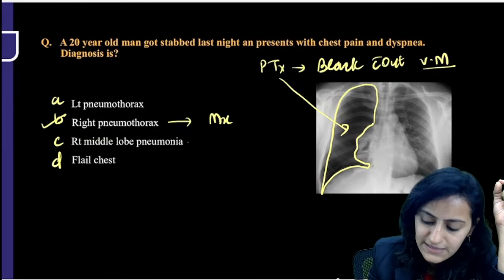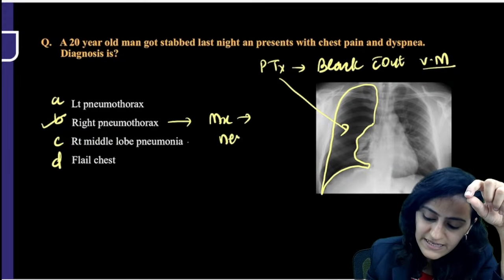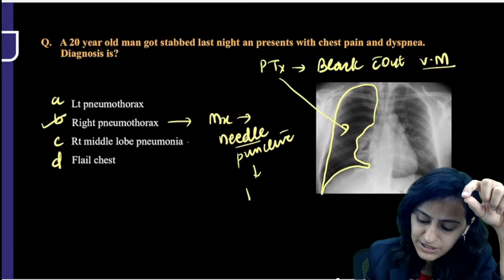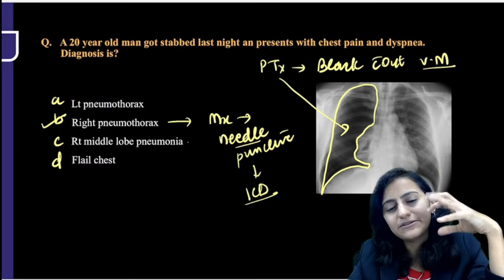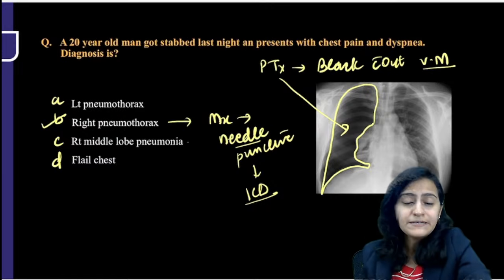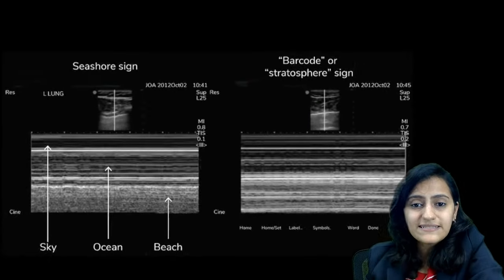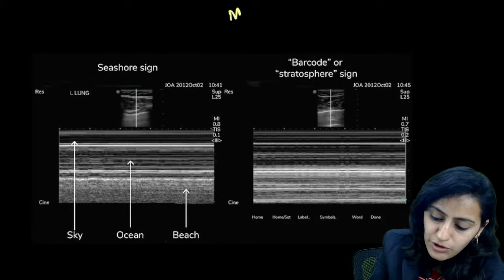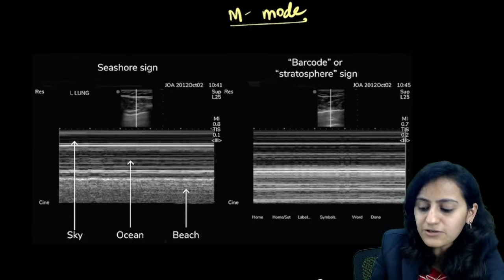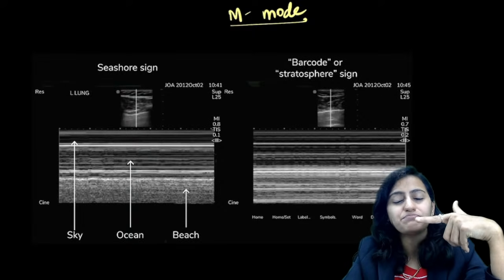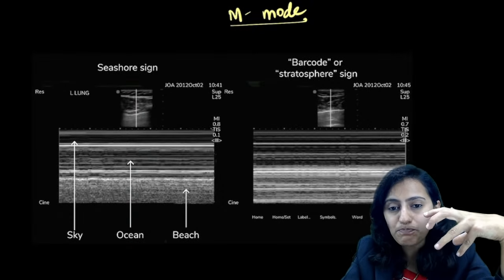Immediate management in this patient would be the needle puncture, right? The first thing is to do the needle puncture, then is to put the ICD, right? So this is pneumothorax. So look at this image. This is the M mode of ultrasound. You can get a question that asks you to identify this investigation. Is it A mode, is it B mode, M mode, or is it a Doppler?